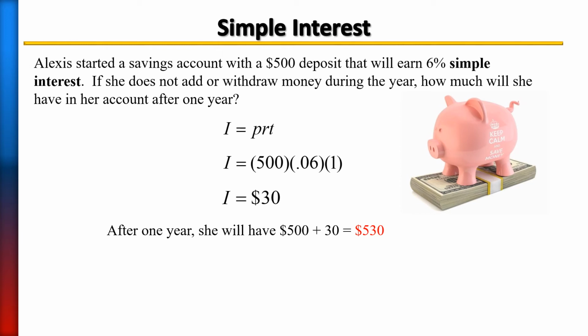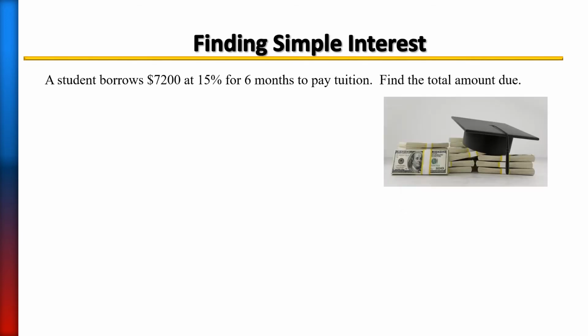Simple interest. A grad student borrowed $7,200 at 15% interest for 6 months to pay tuition. Find the total amount due. So when it's time to pay back the loan, the total amount that will be due, we need to find out how much the interest is and then add the interest to the amount borrowed.